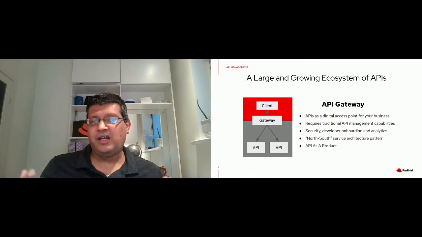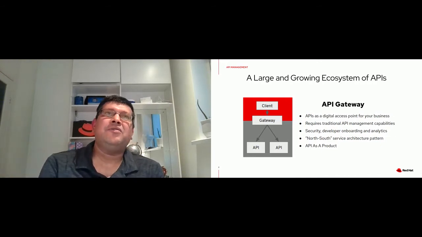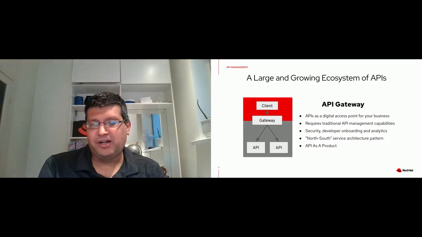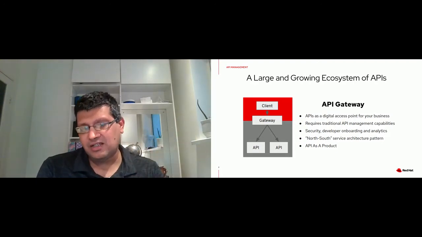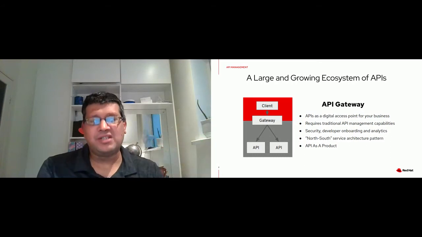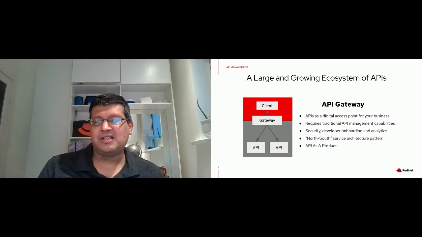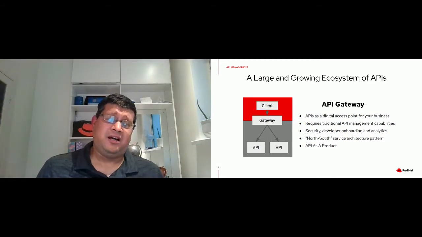So this is where you are allowing your APIs to be exposed to external consumers, and the way you can monetize them, the way you can use that as part of your API economy, right? So if we talk about an architectural pattern to it, it is a north-south service architecture pattern where services from outside are trying to access your APIs that you're hosting inside your ecosystem, okay? So this is one particular scenario.